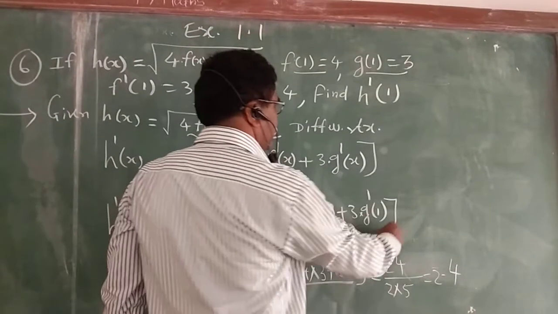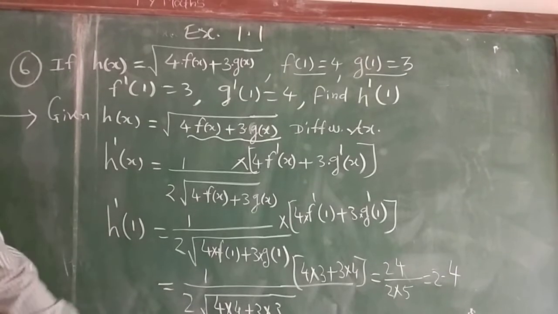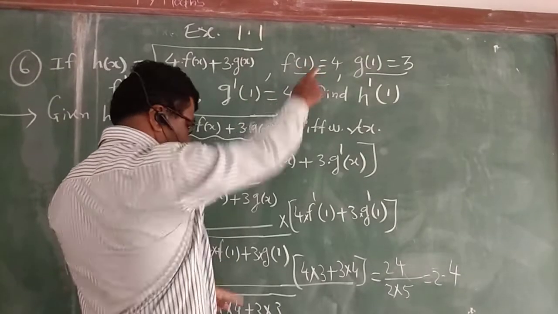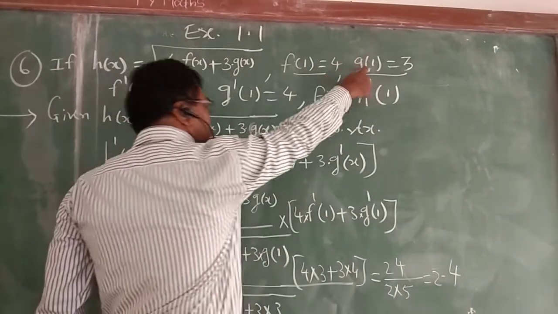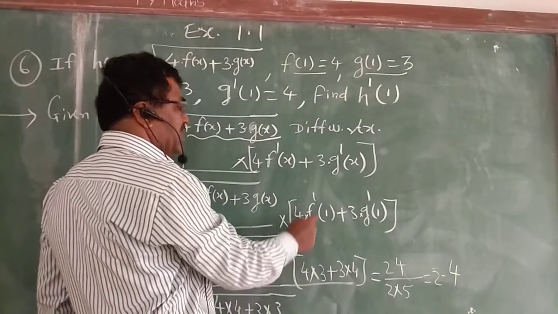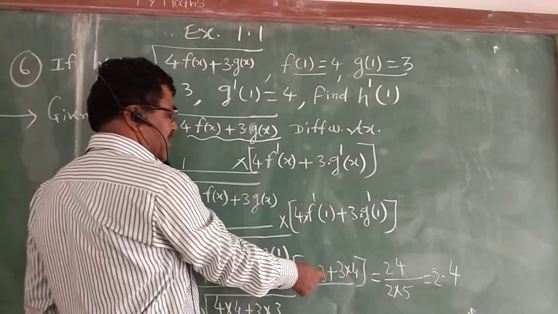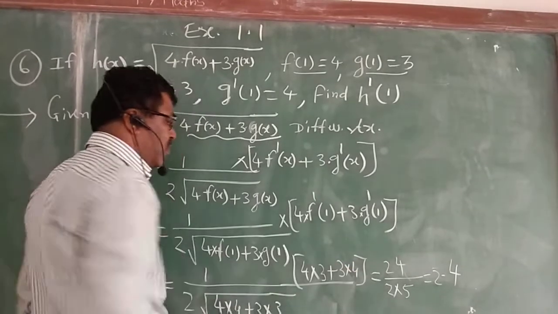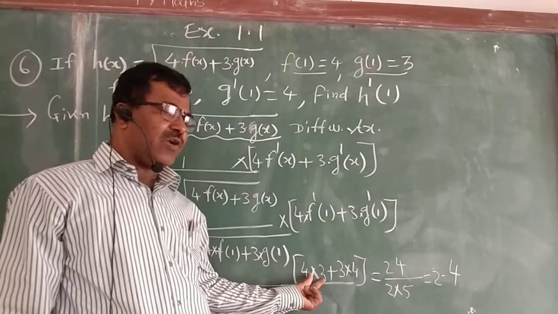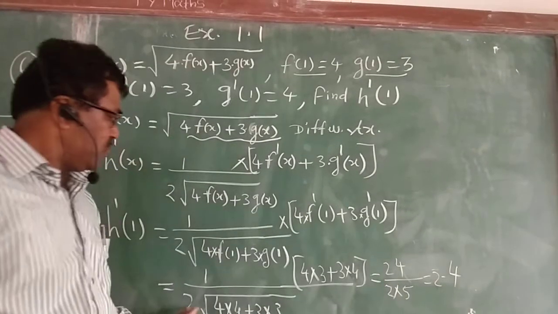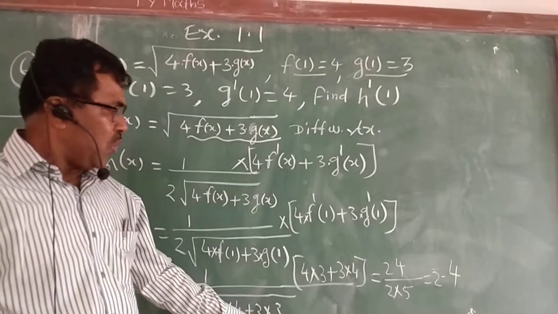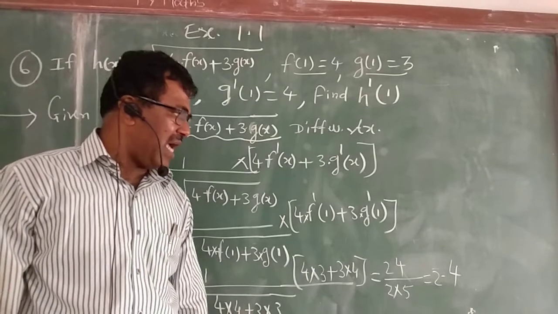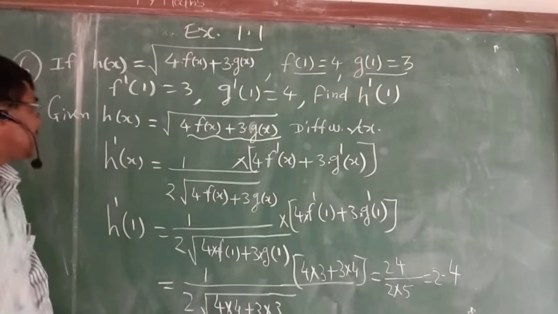That is equal to, see, 2 as it is, 4 as it is. What is f of 1? f of 1 is 4. Plus 3 as it is. What is g of 1? 3. 4 as it is. What is f dash 1? f dash 1 is 3. Plus 3 as it is. What is g dash 1? g dash 1 is 4. That is 3 4s are 12, plus 12, 24, upon 2 root 16 plus 9, root 25, that is equal to 5. That is 2.4 is the answer of question number 6.